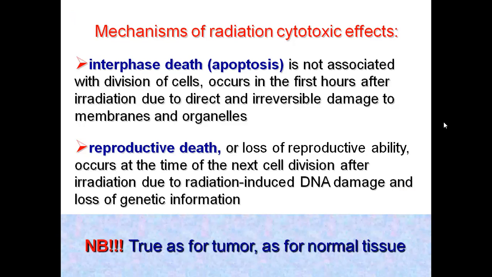Mechanisms of radiation cytotoxic effects. There are two main mechanisms. So-called interphase death or apoptosis is not associated with division of cells and occurs in the first hours after radiation due to direct and irreversible damage to membranes and organelles. And another mechanism, reproductive death, is loss of reproductive ability, which occurs at the time of the next cell division after radiation due to radiation-induced DNA damage and loss of genetic information.